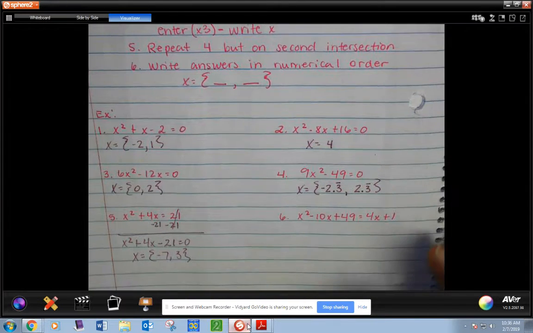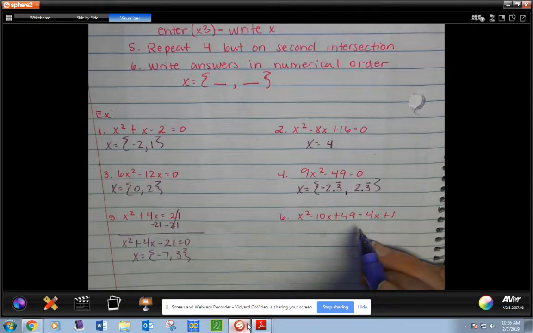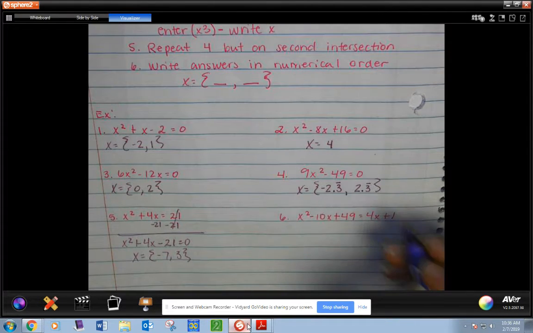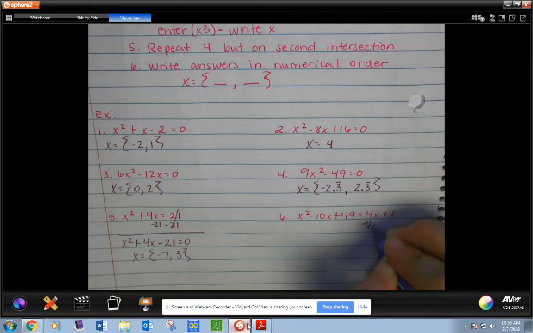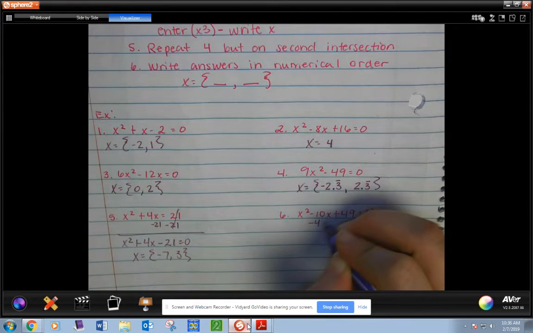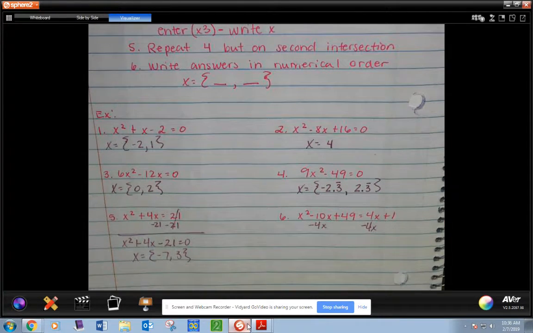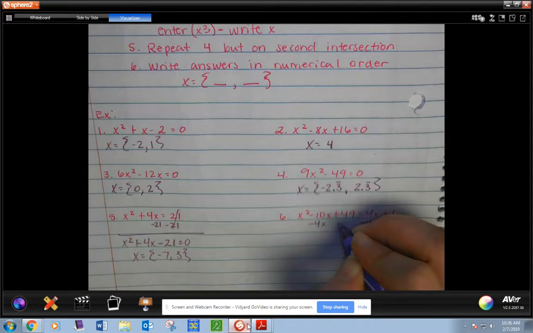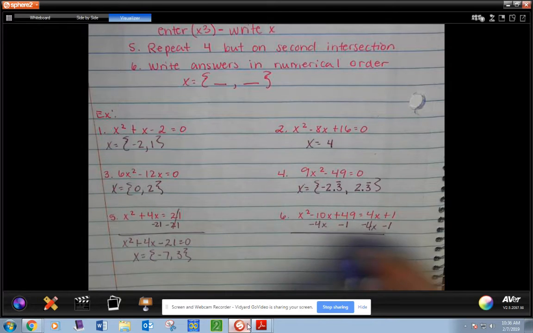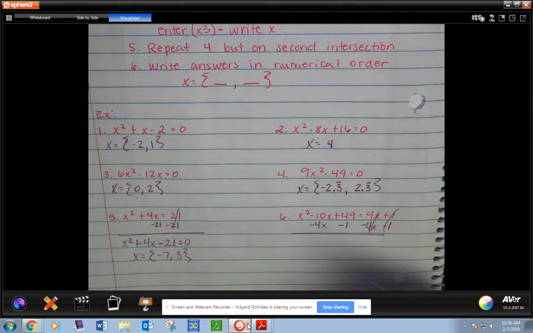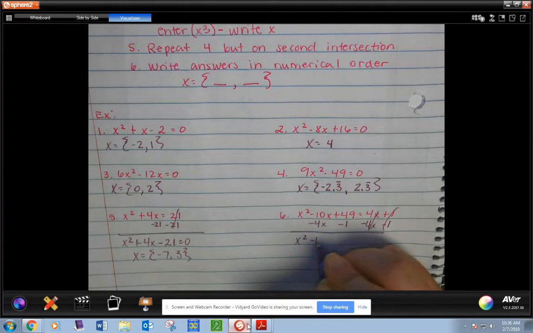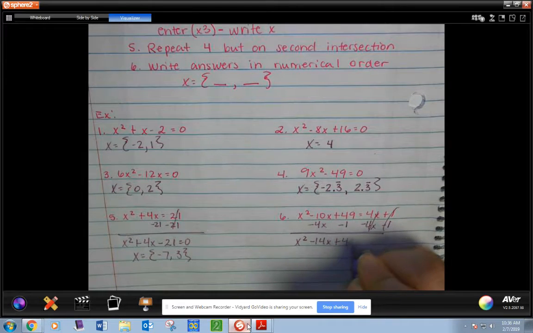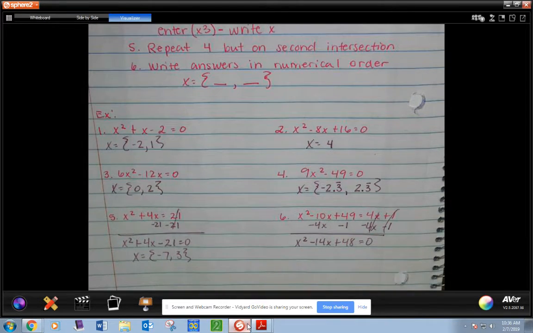Okay, for number 6, x squared minus 10x plus 49 equals 4x plus 1. First thing I'm going to do is get this 4x and the 1 on the other side. So I'm going to minus 4x, and I'm going to put it under the -10x. But I'm also going to go ahead and do my -1 in the same step, and I'm going to put that under 49 because I need both things over here. They'll cancel there, so I get x squared minus 14x plus 48 equals 0.